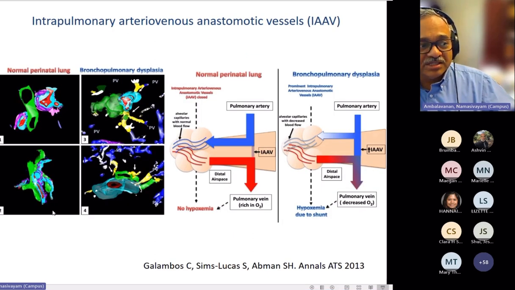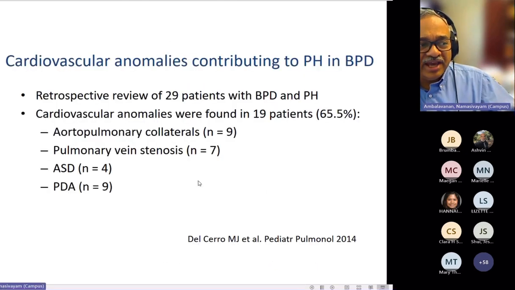And Steve Abman and others from Colorado have shown that there's actually what you call intrapulmonary arteriovenous anastomosis. So they're like small shunts which go from the pulmonary artery to the pulmonary vein directly. So you're basically bypassing the alveolus, and it's an intrapulmonary shunt. So these intrapulmonary shunts are another reason why you have hypoxemia and pulmonary hypertension. It's not just the fact that you have atelectasis, but these intrapulmonary shunts which are shunting blood next to the alveolus.